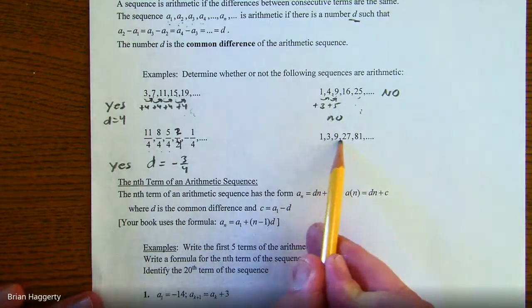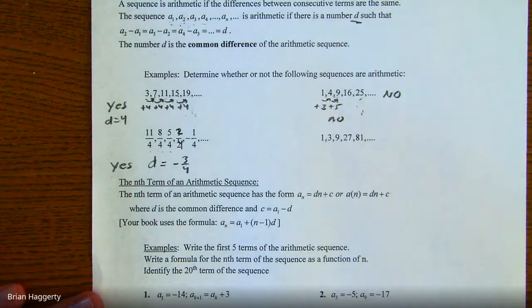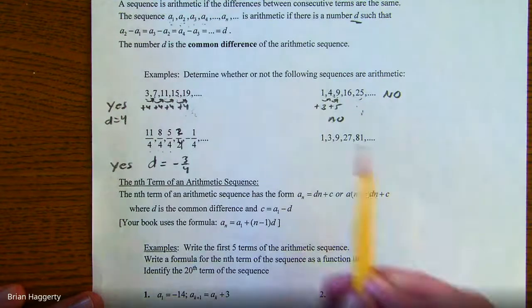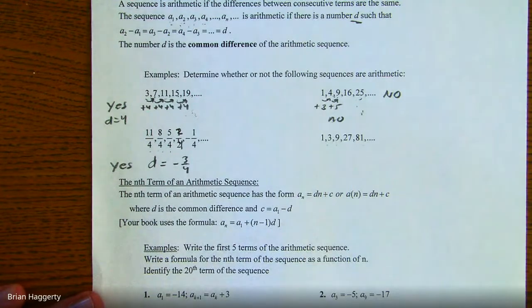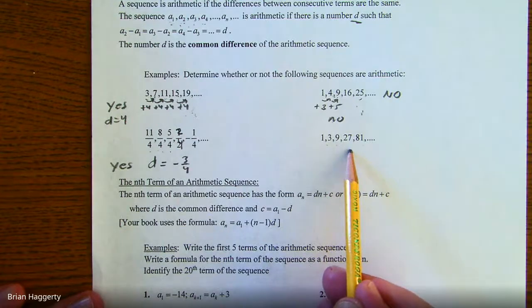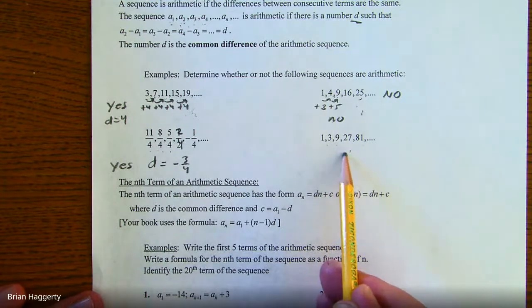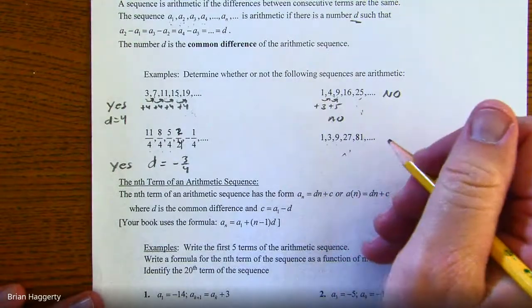All right, how about 1, 3, 9, 27, 81? Is that going to be arithmetic? No. How are we getting from one term to the next? What operation are we using? Multiplying. So that's going to be geometric, which is going to be the focus of section 9.3. I think, yes, 9.3.